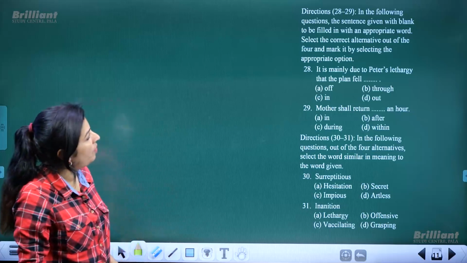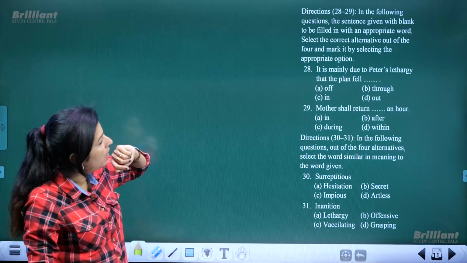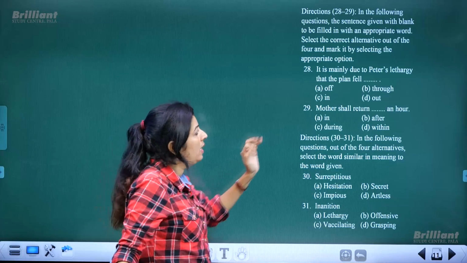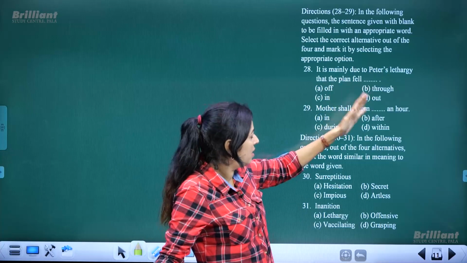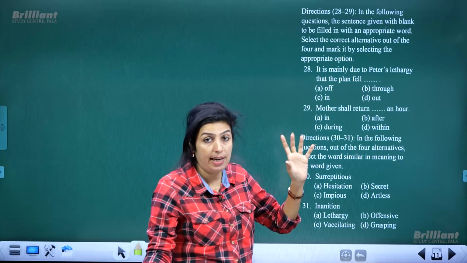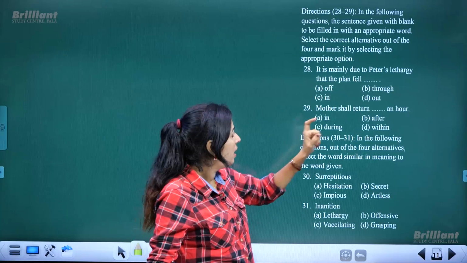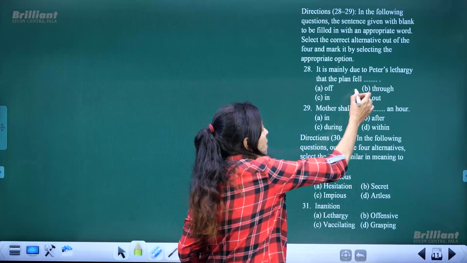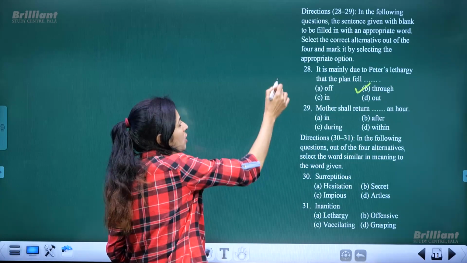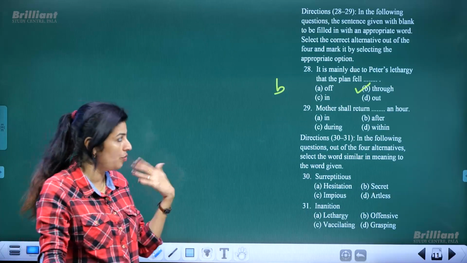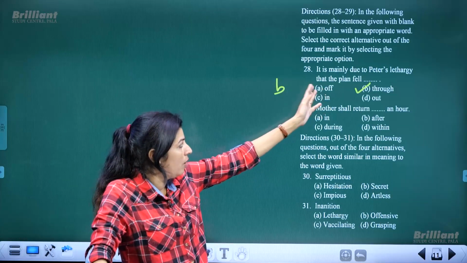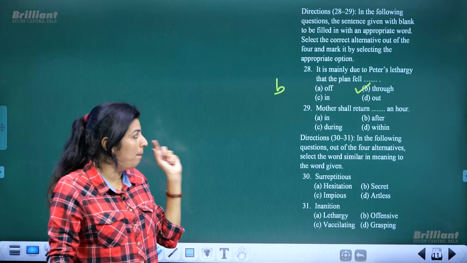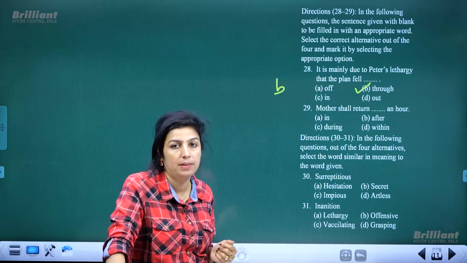Next, we have questions 28 to 29 where the sentence with a blank is to be filled up with an appropriate word. Fill in the blanks type of questions. "It is mainly due to Peter's lethargy that the plan fell." It's a phrase which is to be used. Is it fell off, fell through, fell in, fell out? Fell through, because the phrase "fell through" means to fail miserably or to fail. It's mainly because of Peter's lethargic attitude that the plan fell through, meaning the plan failed.